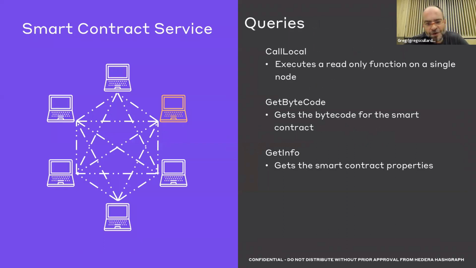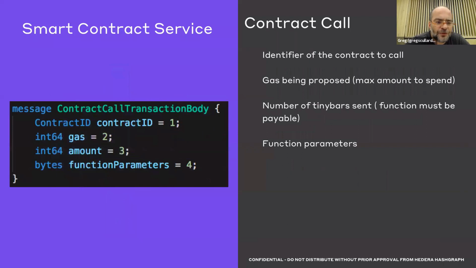Queries on smart contracts. So call local, get bytecode, extracts the bytecode for a given smart contract, allows you to verify that the bytecode is indeed what you've been told it was. And get info gets you all the smart contract properties. So looking at it from a protobuf message point of view, contract call transaction body, the contract ID, so that's the shard, the realm, and the contract number, the amount of gas, the payable amount if the contract is payable, and a byte array of function parameters.